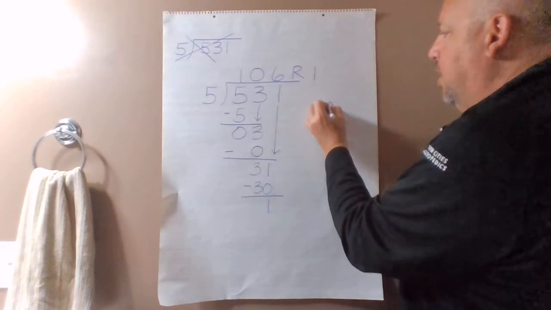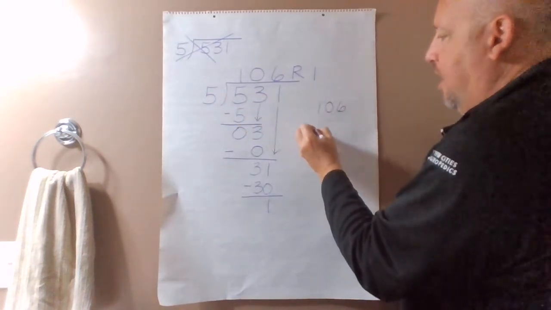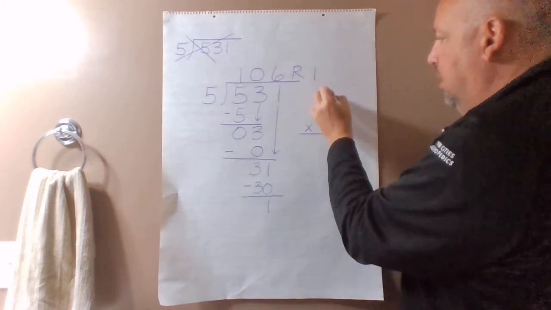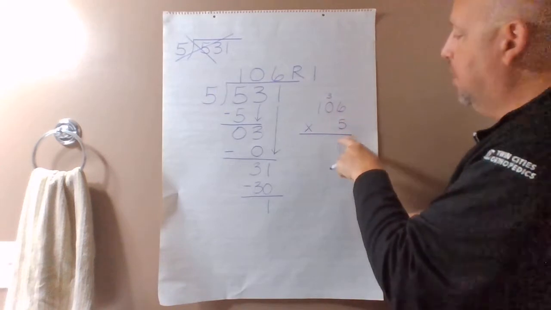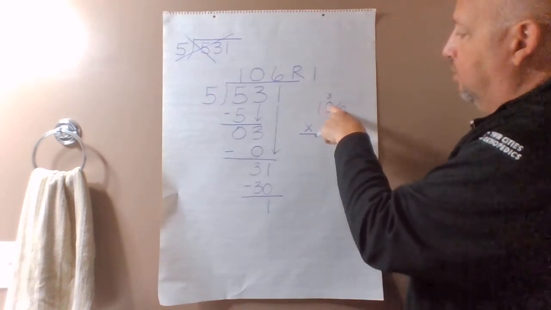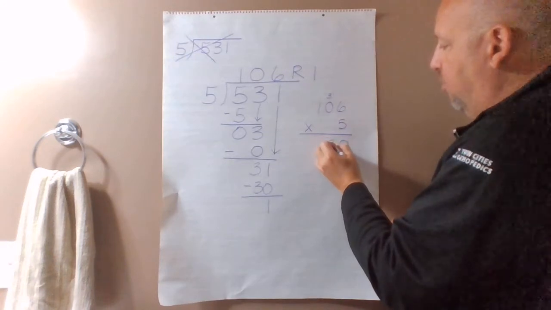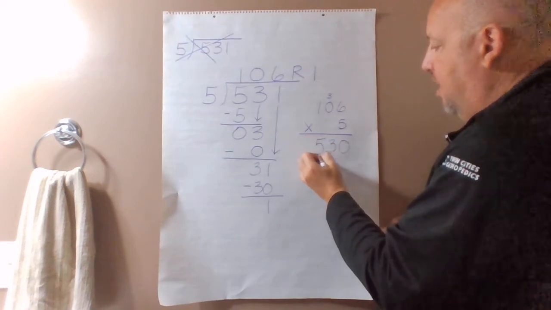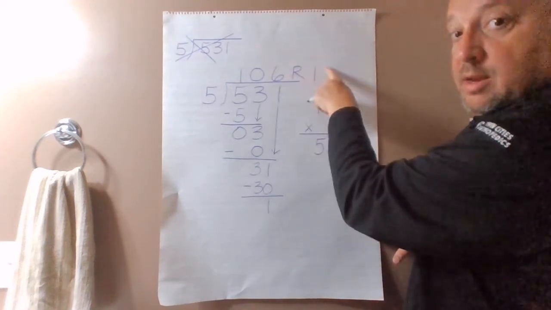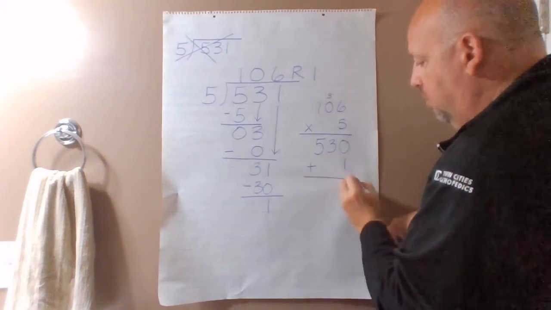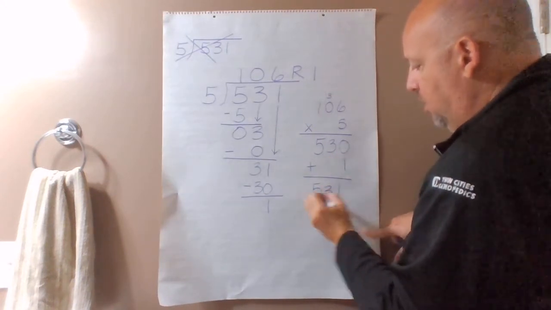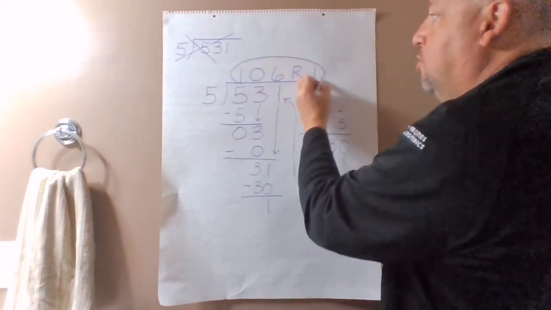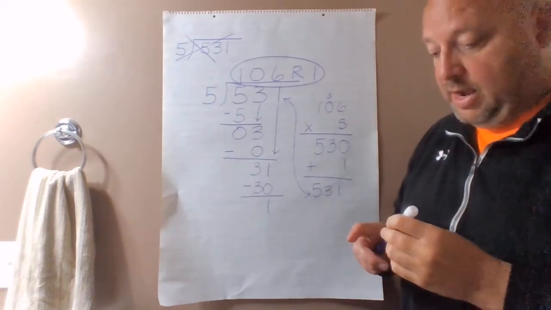And then we can even check that. We could multiply 106 times 5. 6 times 5 is 30. Ooh, did you see my exchange? 5 times 0 is 0, plus 3 of the exchange makes 3. And then 5 times 100, 5. And then add on my remainder, plus 1, 531. We have a match. So now we know this quotient and remainder are correct.